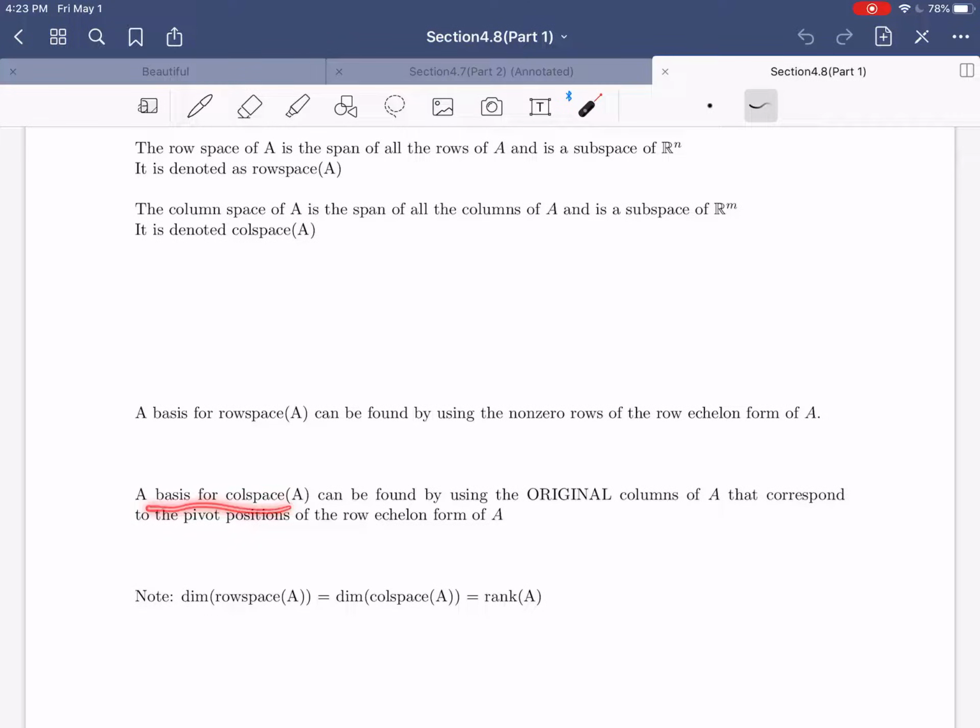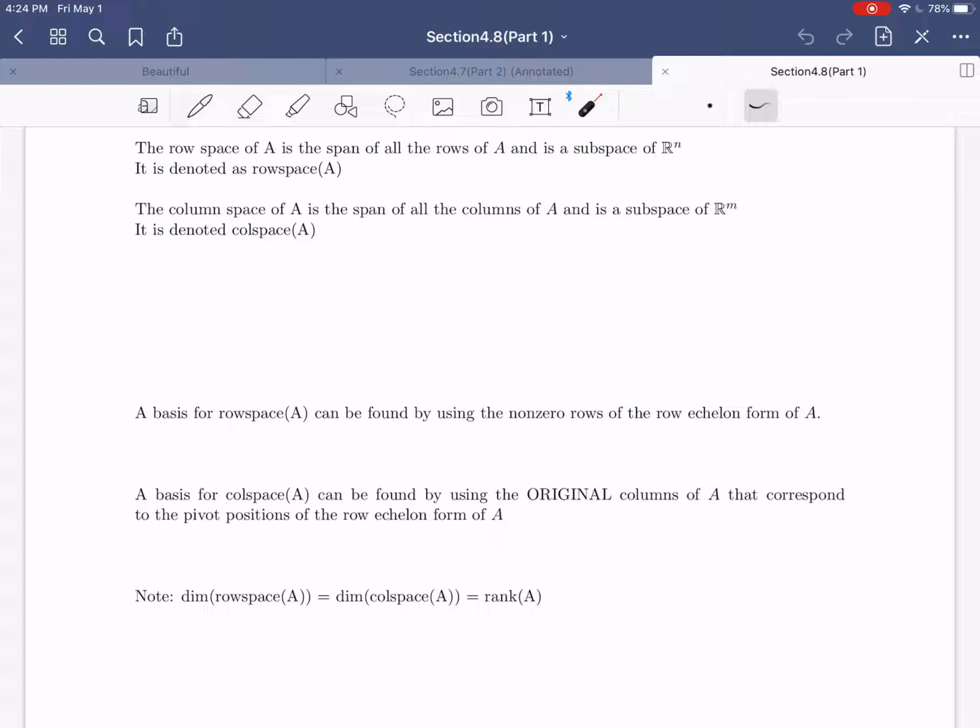The way you can find the basis for the column space is by using the original columns of A that correspond to the pivot positions of the row echelon form. So in other words, while the row echelon form actually changes the span of the columns, it identifies which of the columns are contributing meaningfully. So, as we'll see when we do our examples, the way to find a basis for both the column space and row space is to put the matrix into row echelon form. For row space, we will literally just take the non-zero rows of the row echelon form. But for column space, we'll instead identify what the pivot positions are and then use the columns of the original matrix.